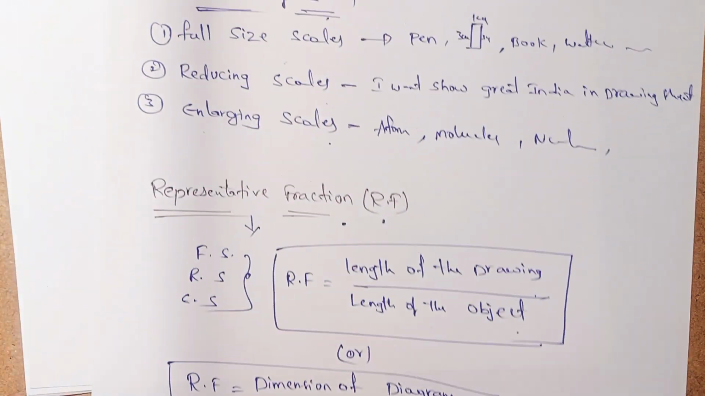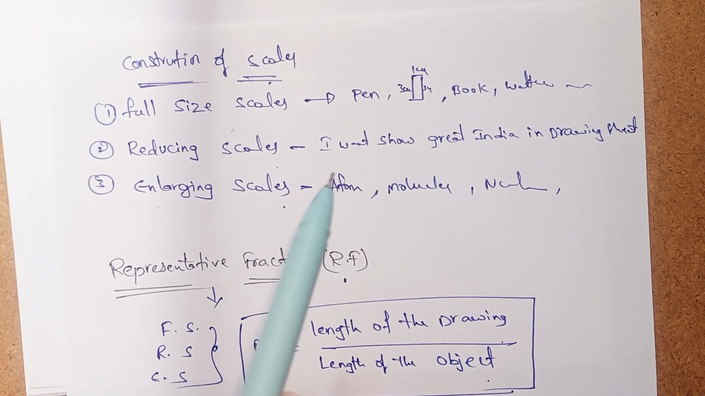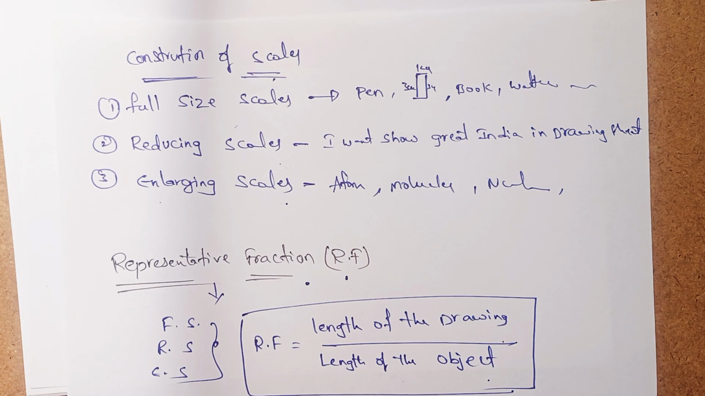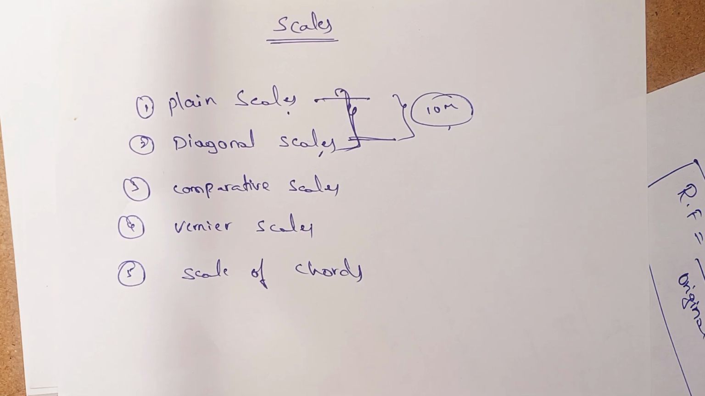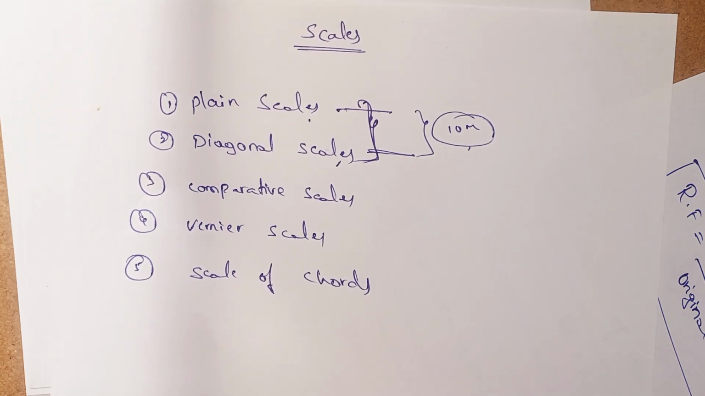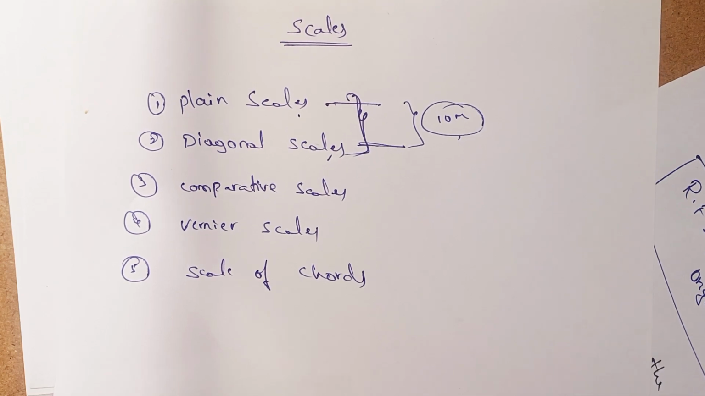So I will explain again. In the introduction of the scale, a scale is generally, in engineering graphics, used to define a ratio of the linear dimension of an element of the object as represented in the drawing to the actual dimension of the same element of the object itself. There are different types of scales: plane scale, diagonal scale, comparative scale, linear scales and scales of chart.